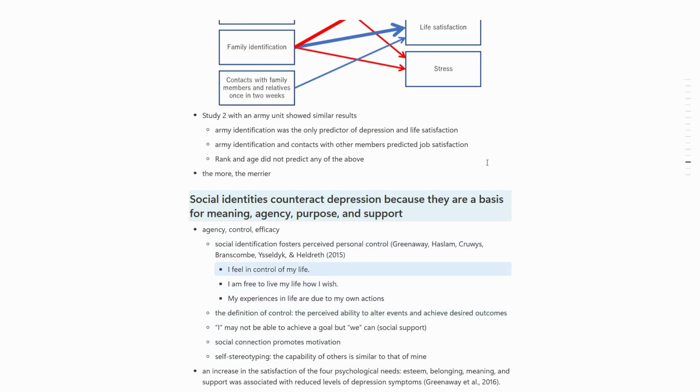And perceived control can be measured with several items, such as I feel in control of my life. And then you can tell how much you agree or disagree with this item. Or I am free to live my life how I wish. My experiences in life are due to my own actions. So basically, this is a real sense of agency, that you can decide whatever you want with your life. You know? And there is research showing that the more agency or the higher efficacy people feel, they tend to have better life satisfaction.